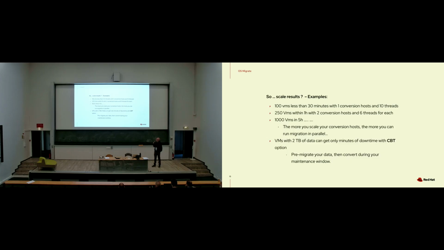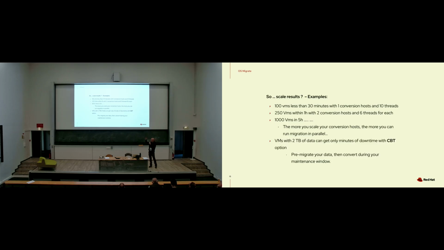So the scale results. I put some results that we got in our lab. Indeed, the lab is, let's say, a perfect environment, in the same data center, in almost the same rack, and with a very nice network. But basically, for example, we got 100 VMs in less than 30 minutes. Indeed, these were small VMs, not very huge VMs.